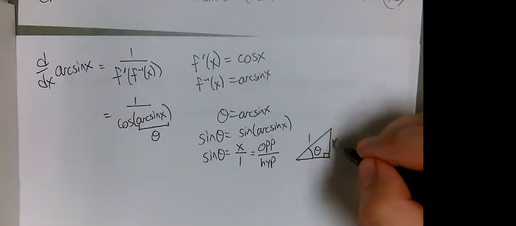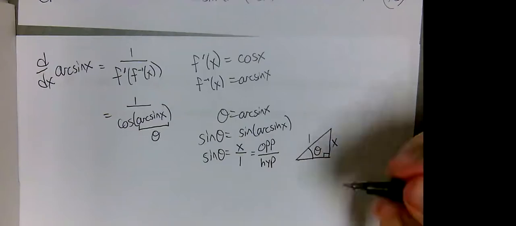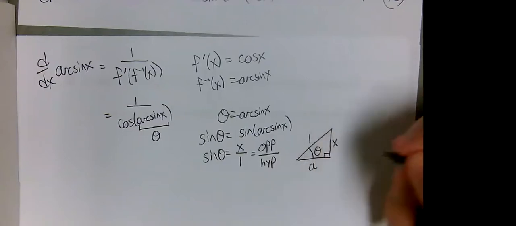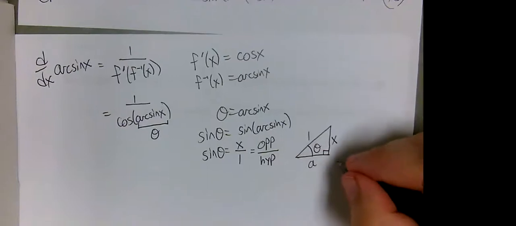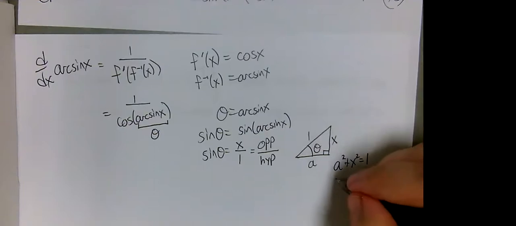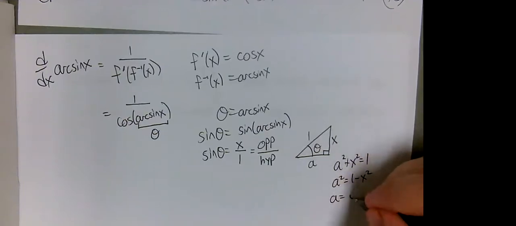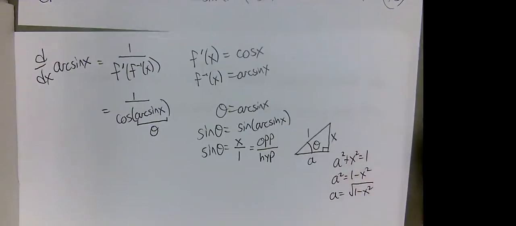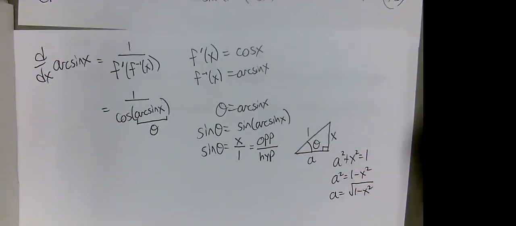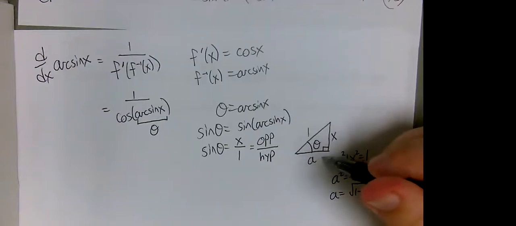Now, because this is a right triangle, I can use the Pythagorean theorem to get what my adjacent side should be. You might be wondering, why do I need to know that? We'll see that in a moment. I'm going to call it a for adjacent. a squared plus x squared is 1 squared. So a squared is 1 minus x squared. So a is the square root of 1 minus x squared right here. And we're going to take the positive square root here. All right, so that's what my adjacent side is here.